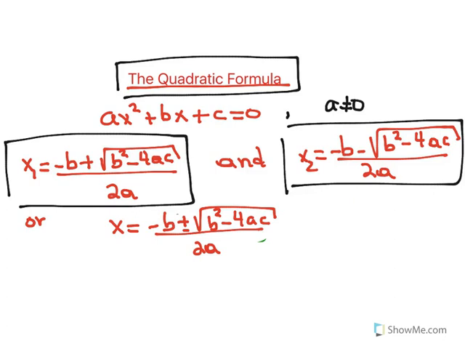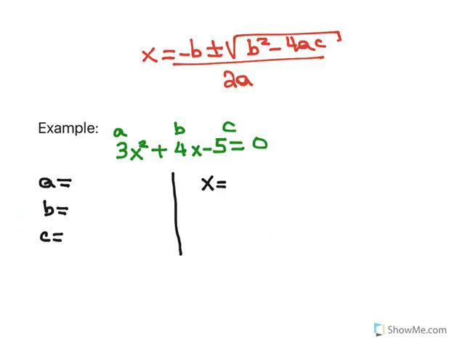The way you consolidate these two formulas is by writing x is equal to negative b, and since here is plus and here is minus, we're going to write plus or minus the square root of b squared minus 4ac, divided by 2a. So why don't we do an example to see how we use this? Remember that this is the formula.